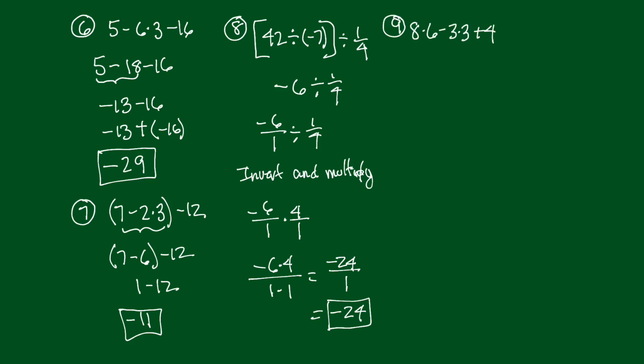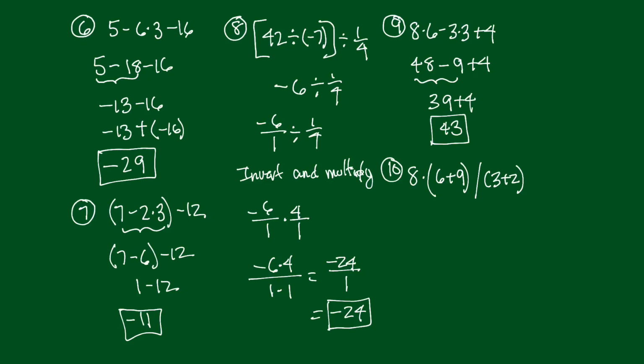Now this number 9, looks like we have a multiplication, a subtraction, and then an addition. Let's take care of the multiplications first. So I'm going to do this one, then this one. So 8 times 6, that's 48, minus 3 times 3 is a 9, and then I'm going to add 4. All right, now I've just got subtraction and addition, so I'll just do them as I look left to right. Now, 48 minus 9, 39, and then plus 4, that's 43.